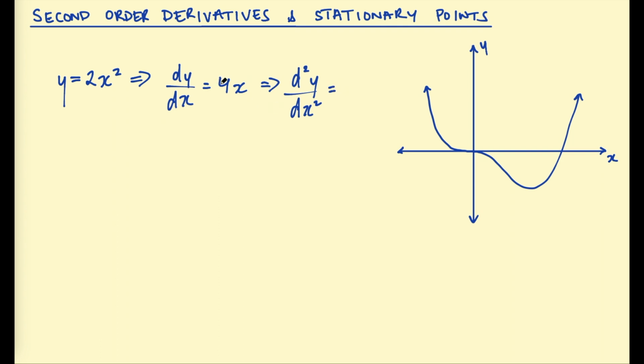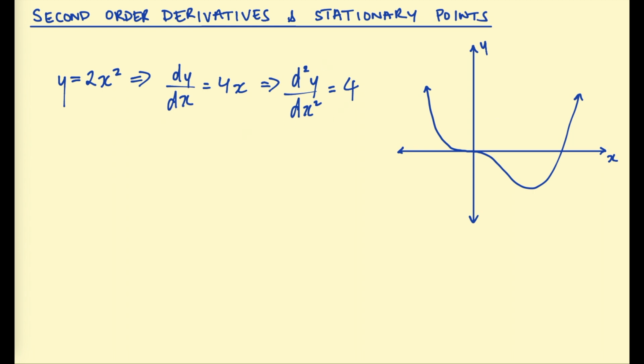If we multiply the coefficient by 1, that would be 4. Subtract 1 from the power, x to the power 0 is 1. So the second derivative here would just be 4. Okay, so that's all that second order derivatives are, just repeating the process of differentiation. And you can have third derivatives and fourth derivatives and so on.